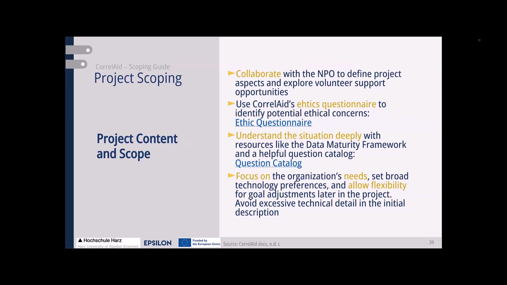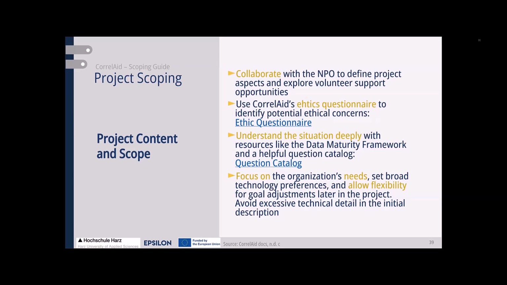If you collaborate with a nonprofit organization, you have to define the project aspects and you need to explore the voluntary support opportunities. If you are in doubt about the ethics, there are several questionnaires that you can go through. For instance, CorrelAid publishes an ethics questionnaire that helps you to identify the relevant questions and to check if you have an adequate answer to all the questions that are relevant in order to conduct an ethically correct project.